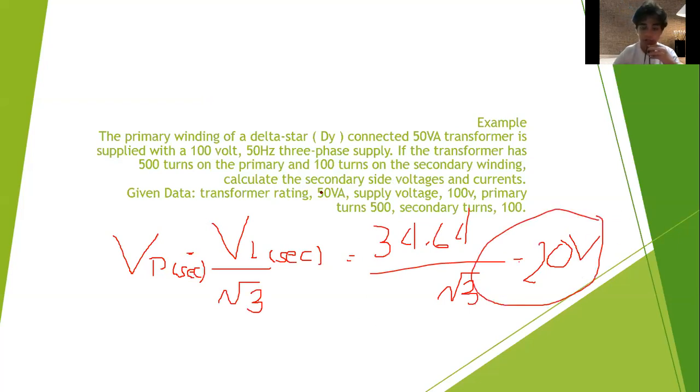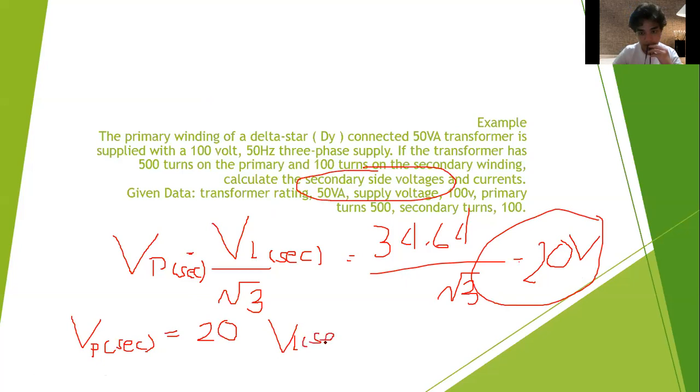Now we already have obtained all the secondary side voltages that the problem requires. So the VP secondary is equal to 20 volts, and VL secondary is equal to 34.64 volts.